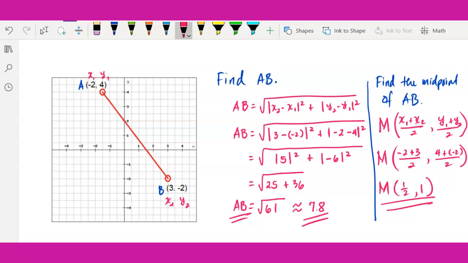Replay this video as many times as you need to, and then complete the exercises so that you can apply what you have just learned.